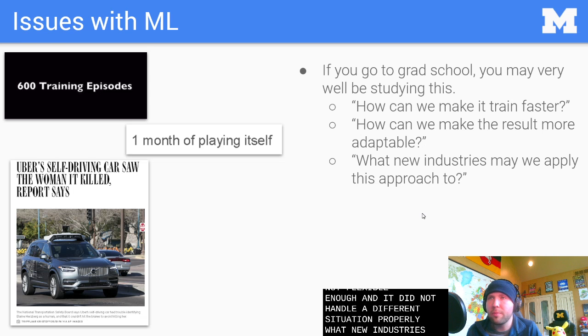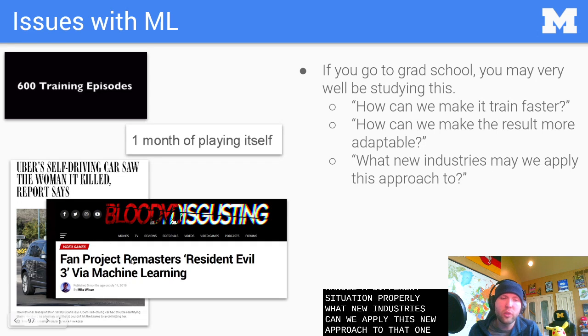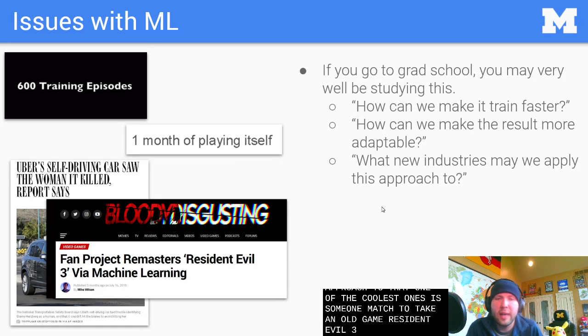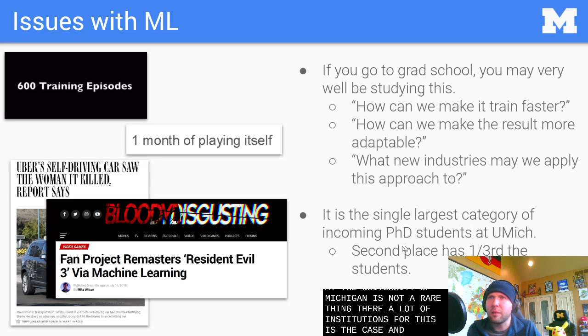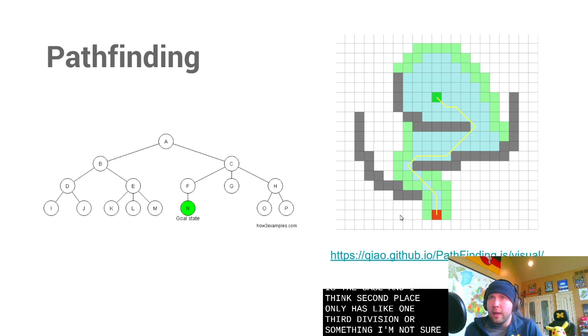What new industries can we apply this new approach to? One of the coolest ones is someone managed to take an old game, Resident Evil 3, and remaster its graphics using machine learning to improve the clarity of the visuals, which at that point were getting fuzzy. Machine learning is easily the single largest category of incoming PhD students at the University of Michigan, and this is not a rare thing. There are a lot of institutions where this is the case. I think second place only has like 1/3 the students, and I think that was computer vision or something. I'm not sure.